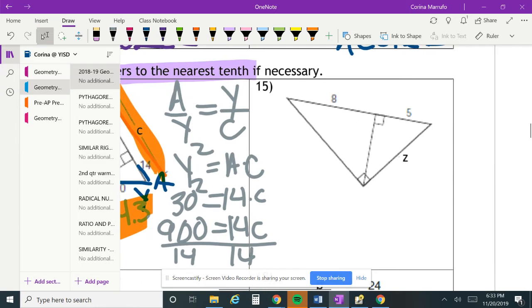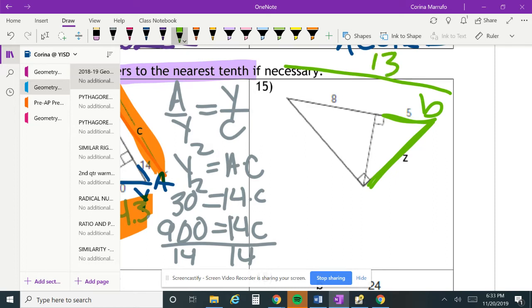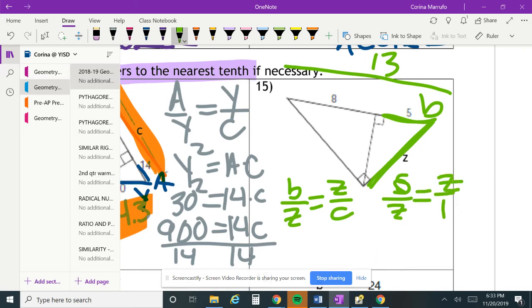And number 15. So we're looking for Z. This is our Z. That means that this piece connected to Z is B, and then we need the whole thing from there to there, which would be 13. And so the formula is going to be B over Z equals Z over C. So B is 5, Z we don't know, that's what we're looking for, and the whole thing, C, is 13. So 13 times 5 is going to give us 65. So Z squared equals 65.